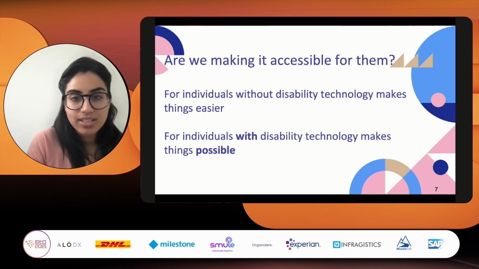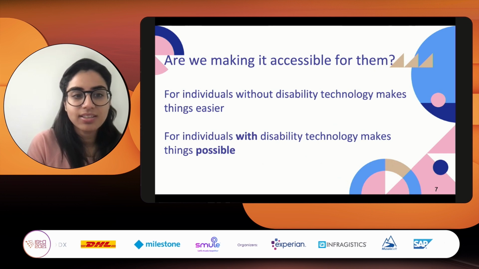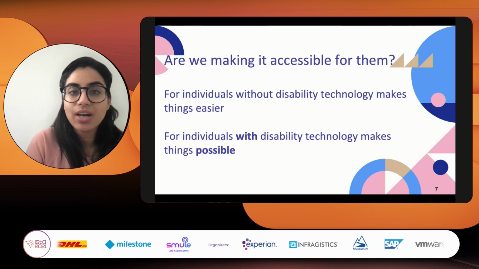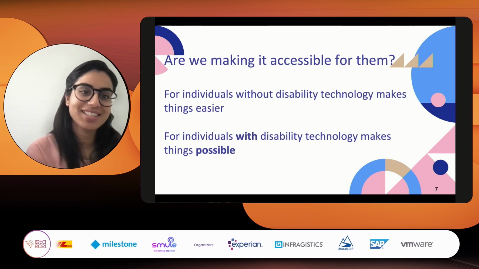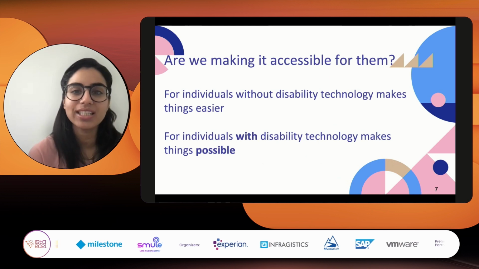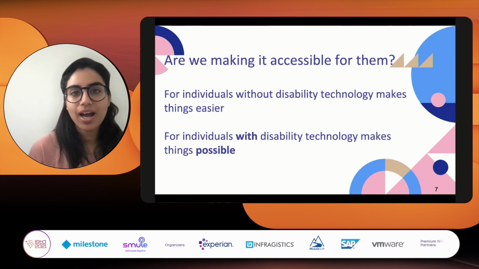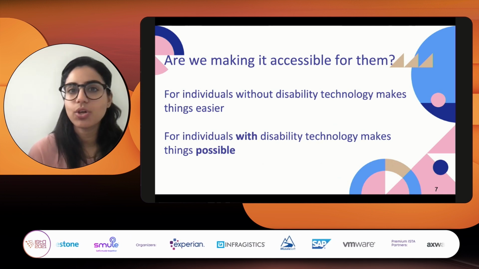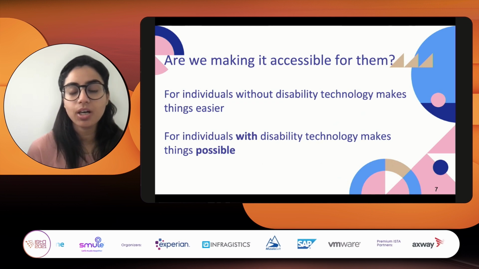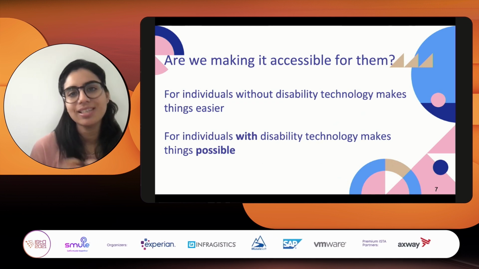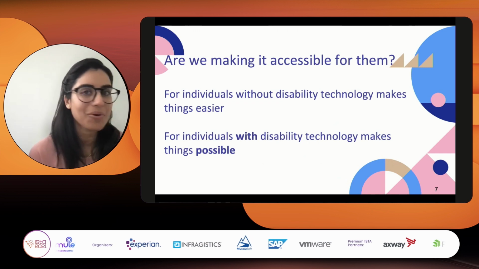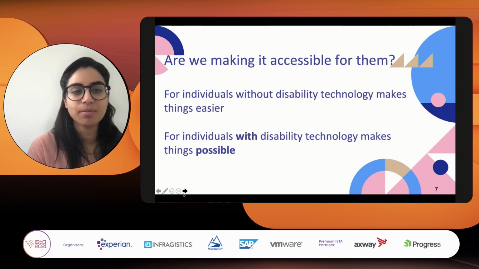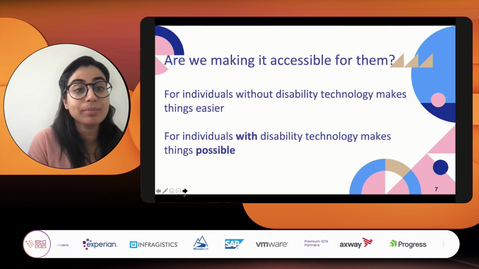For individuals without a disability, technology makes things easier. For individuals with a disability, technology makes things possible. So right now I'm using glasses. These are my assistive technology. If I take these off, I can really see a blurry screen. So if I am struggling, can you imagine other people that might be struggling and they might have problems using your application and then they might just jump into a competitor's application. So you would rather keep these people for your app rather than let them go off to a competitor app, right? So that's why it's quite important to understand that more people.